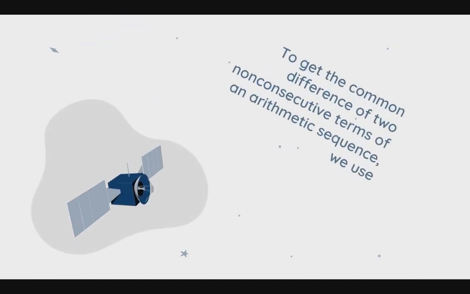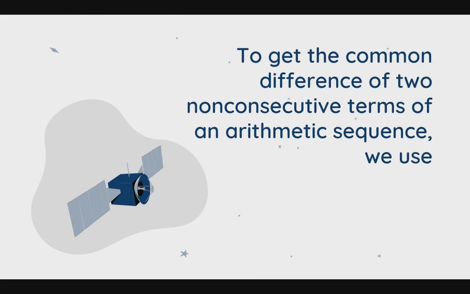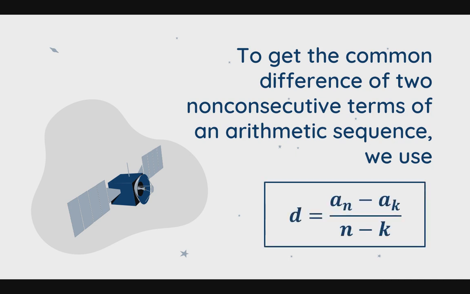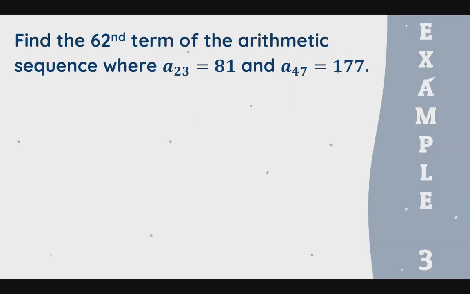To get the common difference of two non-consecutive terms of an arithmetic sequence, we use d is equal to a sub n minus a sub k all over n minus k. So, what do we mean by non-consecutive? When we say non-consecutive, hindi magkatabi. In this case, yung magkalayo, katulad nung sa example number 3 natin, where the first term is the 23rd term, which is 81, and the other term is a sub 47, which is 177.